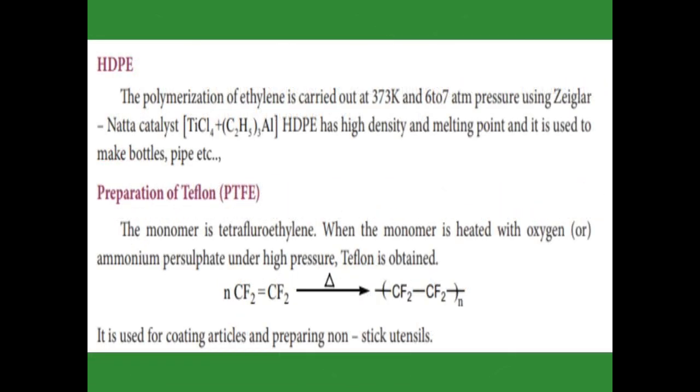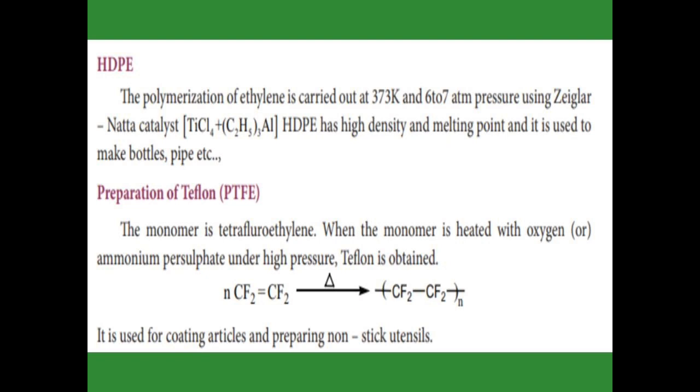High density polyethylene is prepared from ethylene. It undergoes polymerization at 373 Kelvin and 6 to 7 atmosphere pressure using the Ziegler-Natta catalyst, a mixture of titanium tetrachloride and triethyl aluminum. This HDPE is used to make bottles and pipes because it has a high melting point and also high density.